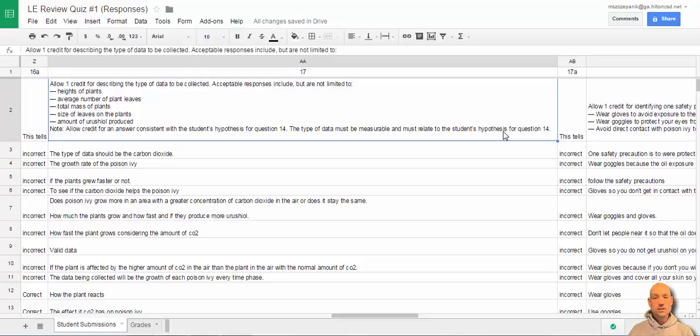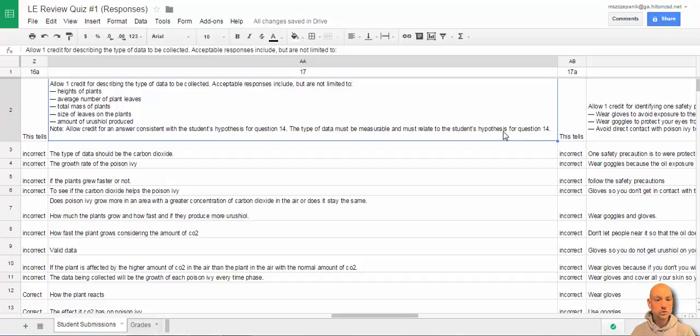So, what things I didn't take: how the plant reacts, that's just not measurable. Growth, you've got to be specific. How are you going to measure it? Are you going to measure the mass? Are you going to measure the height? It's got to be measurable.